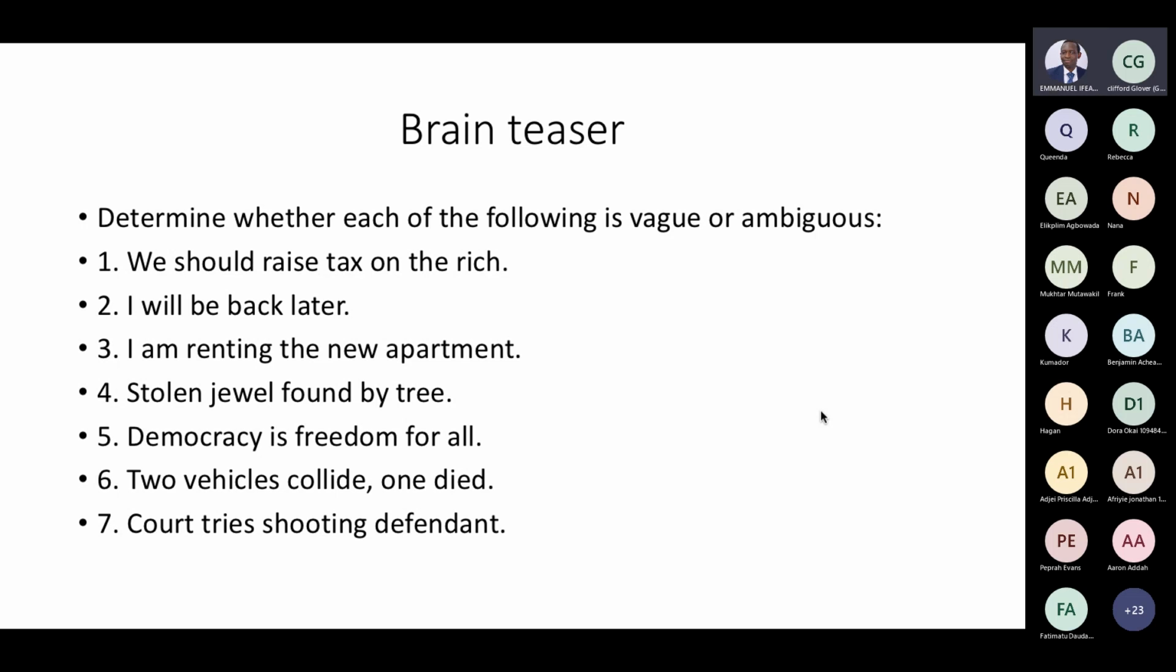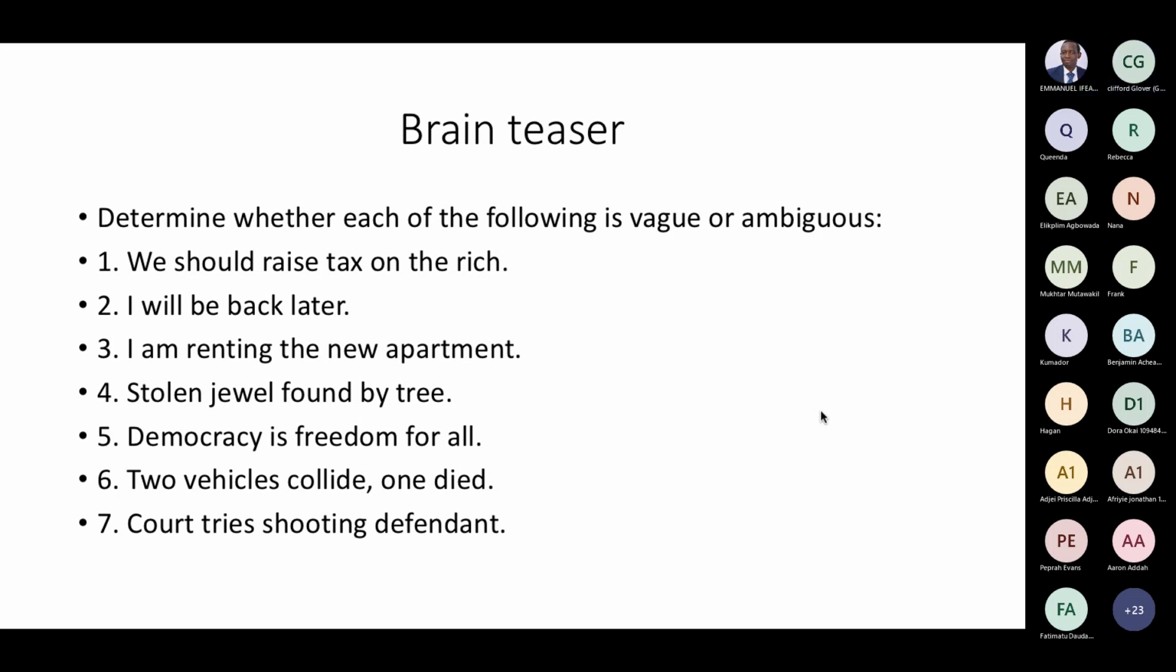Then, court tries shooting defendant. Now, when you look at that, you ask yourself, what gives you the confusion? What confuses you in that statement? Court tries shooting defendant. So you see that it has two legitimate meanings. One, it could mean that the court is trying to shoot a defendant, or that the court is trying a defendant in a shooting case.